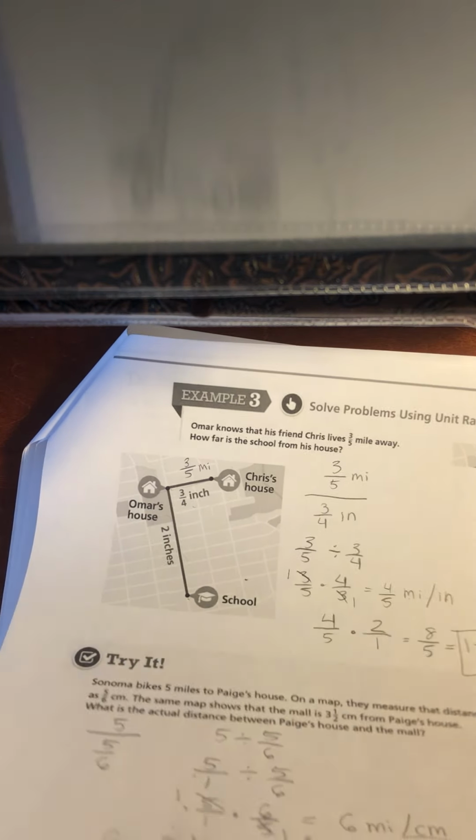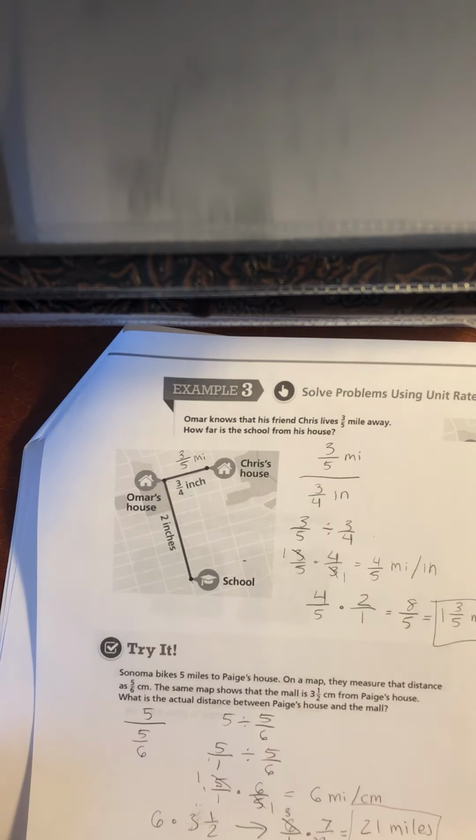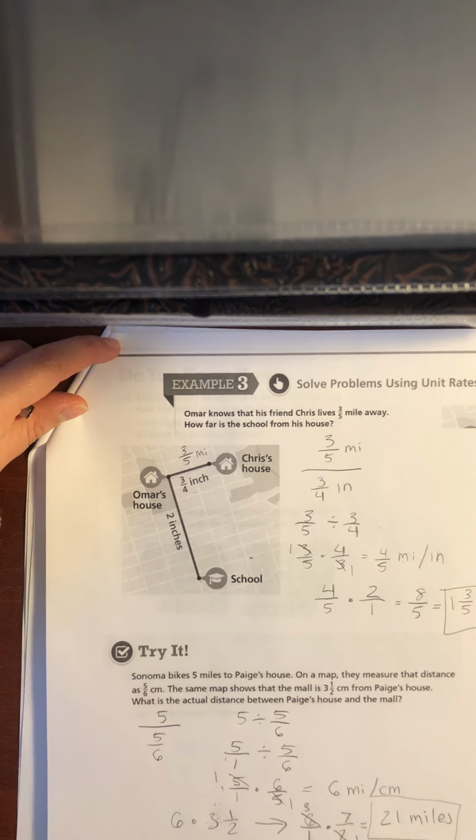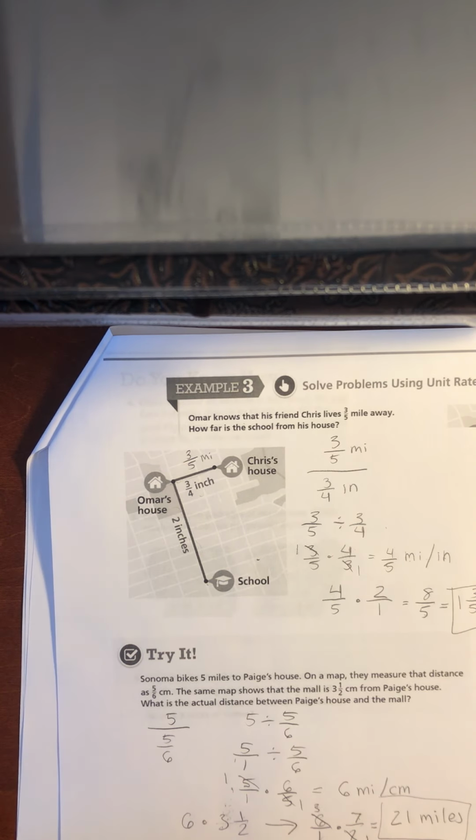Okay, I'd like you to now do the do you know how questions, and then I will post a picture of the answers of that so you can check your work. Then you'll do practice and problem solving. You'll just do that first page again, and I'll post the answers to that tomorrow, but that is the work that you need to submit to me.